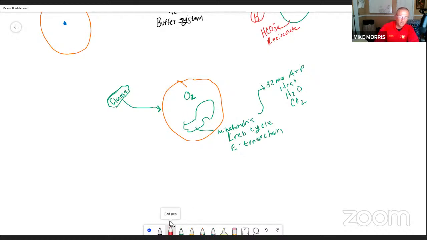But you can't make it into the mitochondria without O2. It is required. You can't get this 32 moles of ATP without oxygen. It's not going to happen. So anytime you come in here and you don't have O2, you're going to become acidic. Another requirement, though, is glucose.